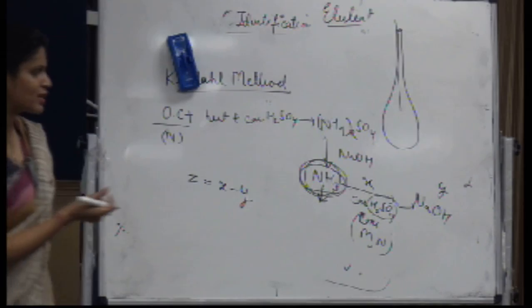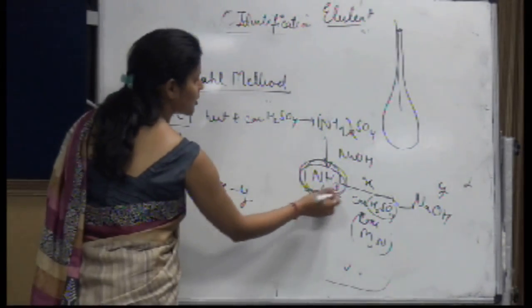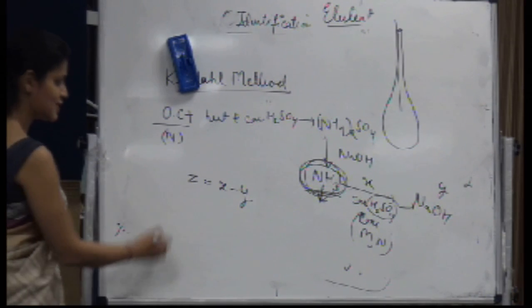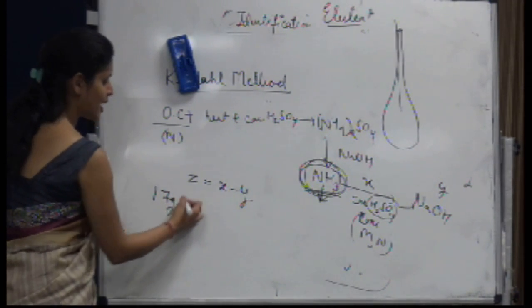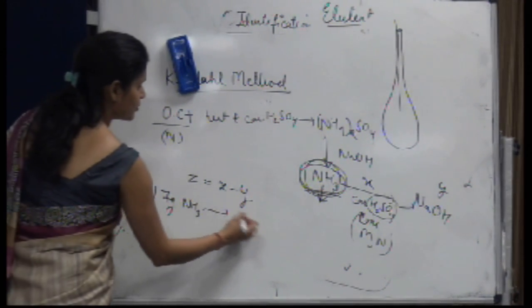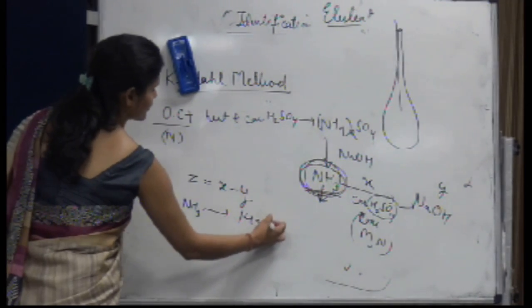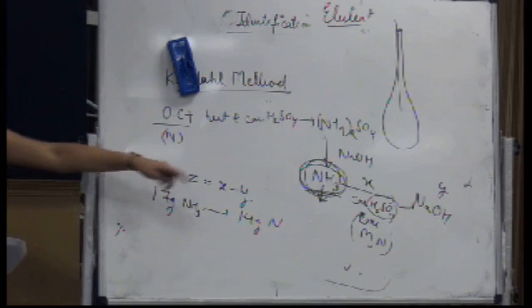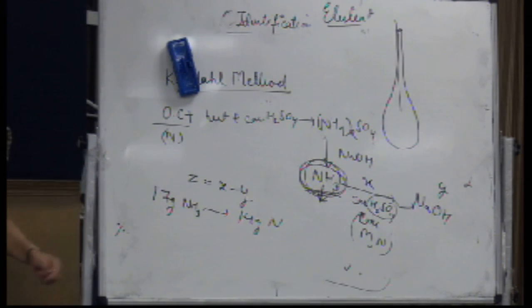ठीक है, so what is the molar mass of NH3? 14, 17. So that means 17 grams of ammonia would give 14 grams of nitrogen. On similar lines हम ये कर सकते हैं. ठीक है, but the experimental setup was a bit different.